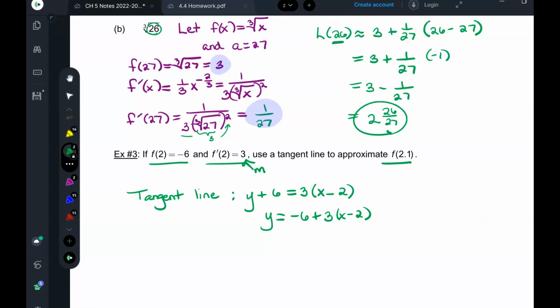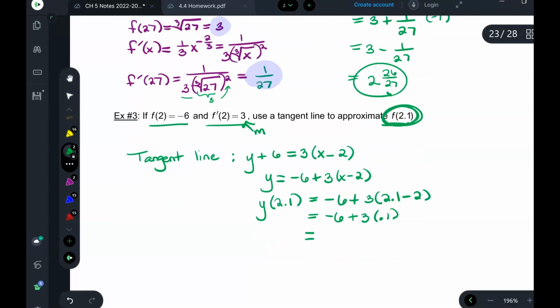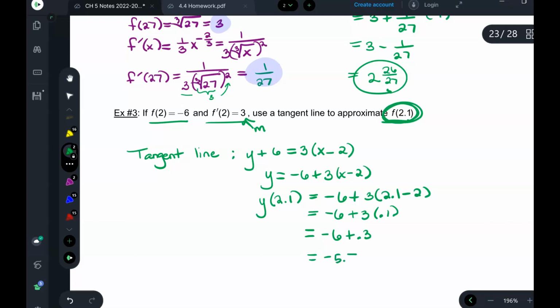So when I'm looking at my tangent line, right, y equals -6 plus 3 times x minus 2, what am I approximating? I'm approximating the value for x. So if I'm finding y of 2.1, it's -6 plus 3 times 2.1 minus 2. So it's going to be -6 plus 3 times 0.1. And again, I want you to be able to do this without a calculator, right? So you're not going to have too difficult of computation for these on the test. So this is just going to be plus 0.3, and that's going to be -5.7.